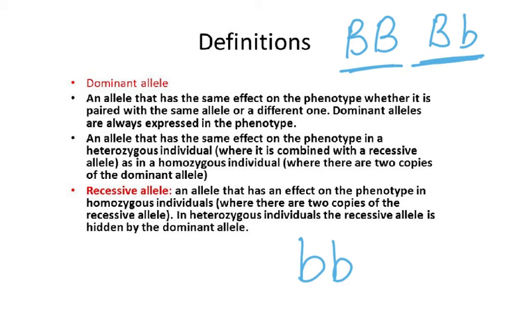A recessive allele has an effect on the phenotype in homozygous individuals, when there are two copies of the recessive allele. Only then will it show its effect. In a heterozygous individual, it is not going to show its effect. It is hidden by the effect of the dominant allele.